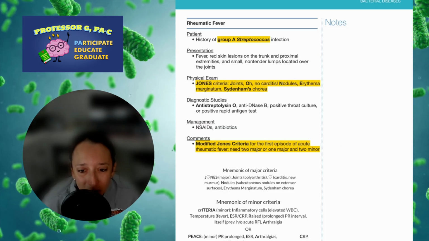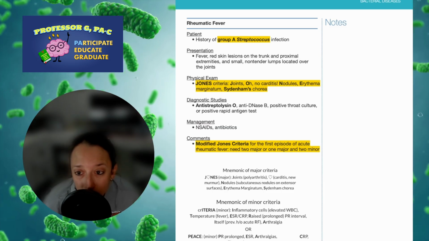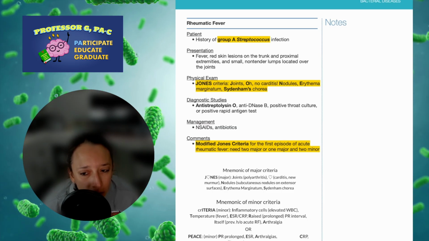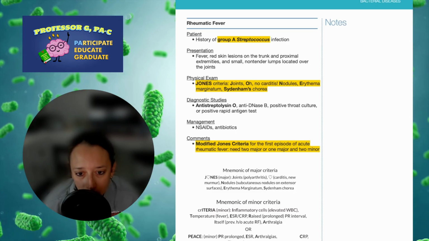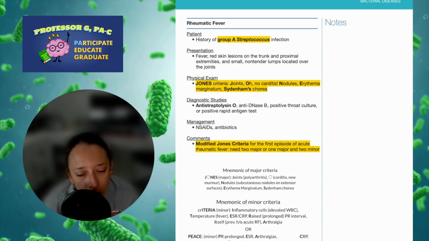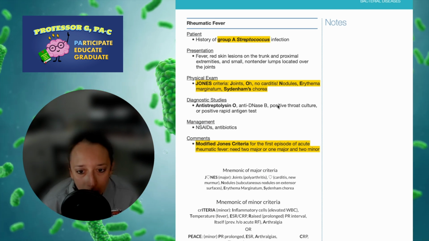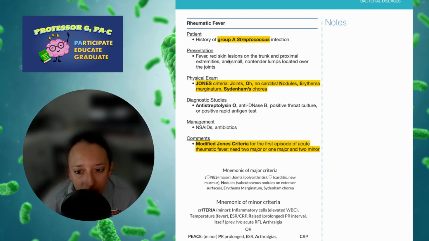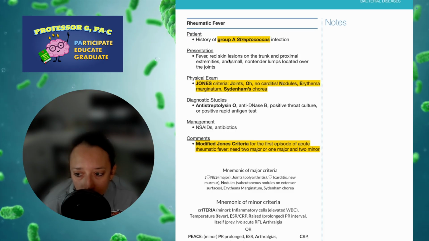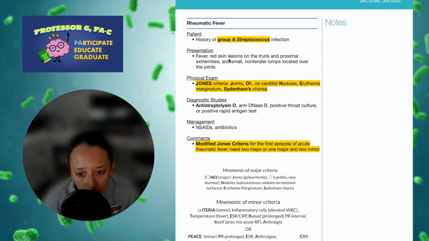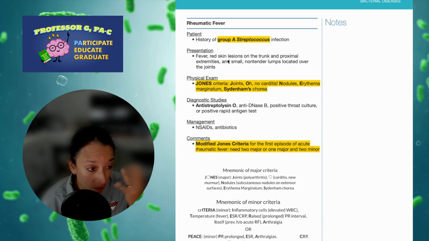All right, moving on to rheumatic fever. This is usually post-streptococcal. Rheumatic fever follows that infection of group A streptococcus or Strep pyogenes, and it's an autoimmune response. It affects the heart, the joints, the skin, and the brain. And the presentation is often going to be fever, red skin lesions on the trunk or proximal extremities, and small non-tender subcutaneous nodules over the joints.